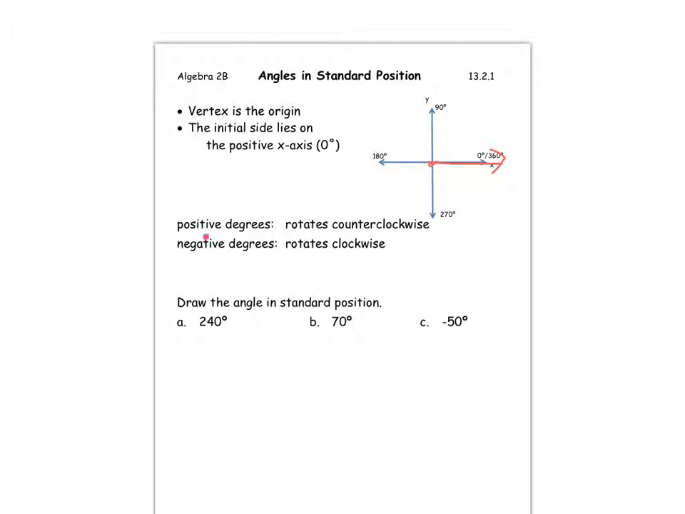If the degree measurement is negative, then that'll be the opposite. Rotating negatively, we would rotate clockwise, so this would be negative 90 degrees down here, negative 180 over here, negative 270 up here, and negative 360 over here.